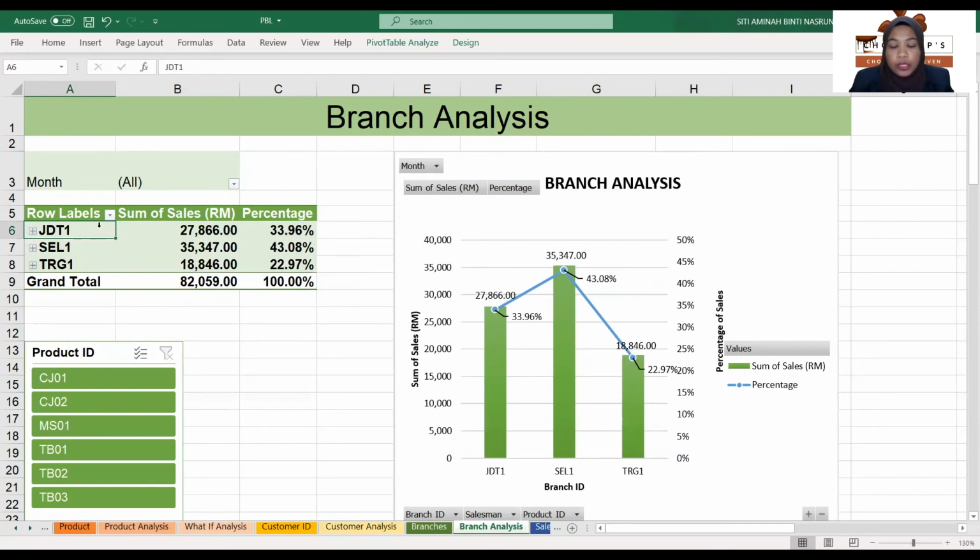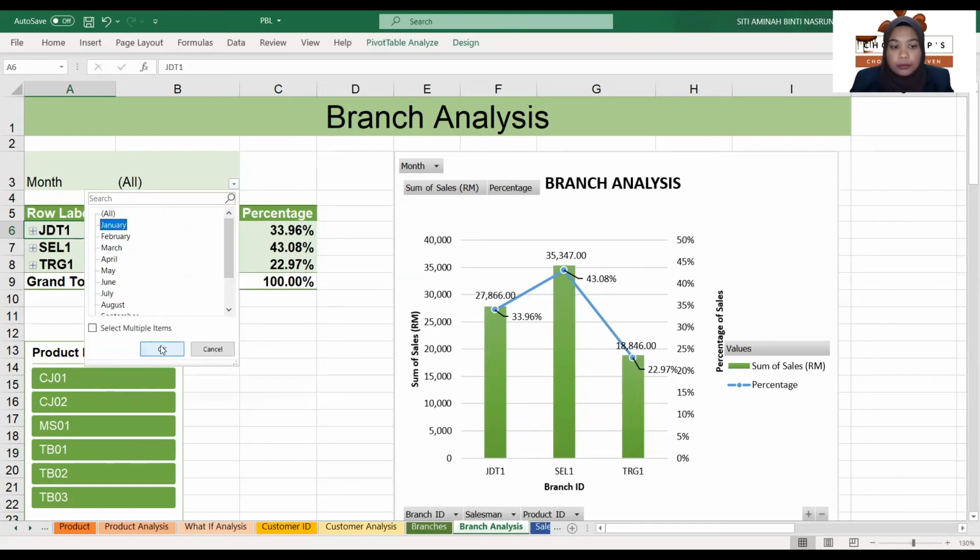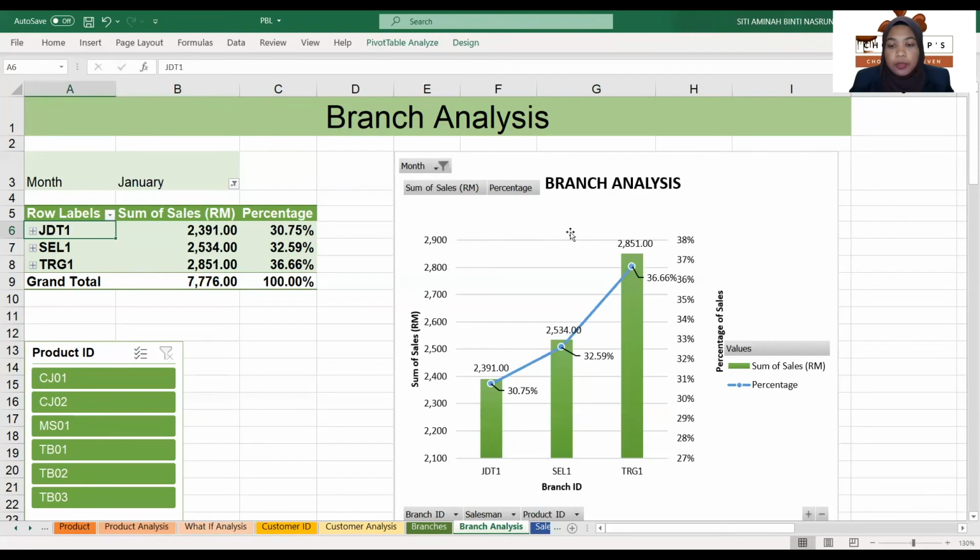If we want to filter sales by branch for the month of January, we will filter it here. As we can see in the pivot chart, the Terengganu branch contributes the highest sales in the month of January in the year 2020.